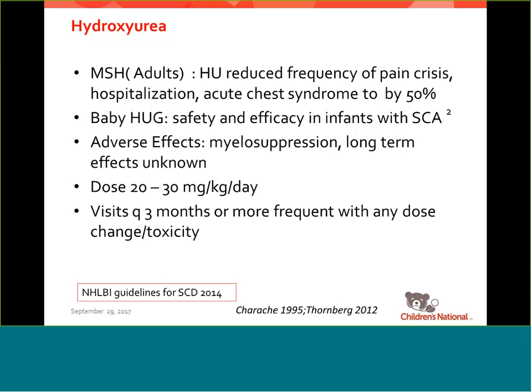Adverse effects: myelosuppression, which is low white count, low platelets, and sometimes low hemoglobin. Long-term effects are not known in children, but in adults it has not been shown to increase the risk of cancer, which sometimes we have the misinformation of that. So we know in adults it does not increase the risk of cancer. In children, we just don't know yet at this time.